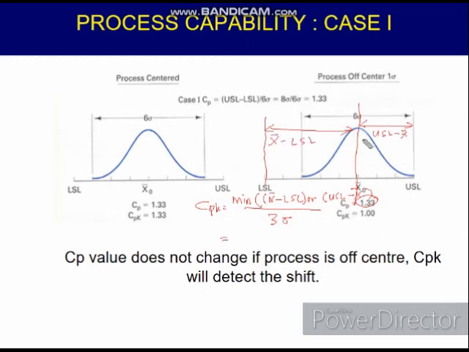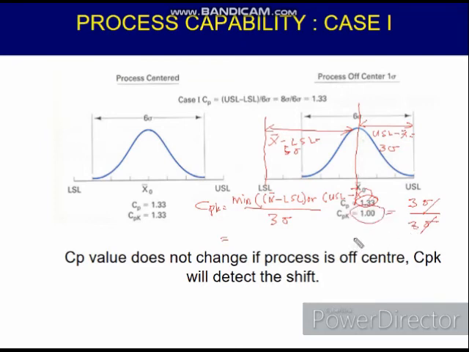So if you calculate, from here to here is 3 sigma, right? From here to here is 1, 2, 3, 4, 5. This is 5 sigma, right? So this is equal to 3 sigma, and this is equal to 5 sigma. So which one is the minimum? This is the minimum, 3 sigma, right? So because of that, CPK is equal to 3 sigma divided by 3 sigma. If you cancel sigma, you get 1, right?